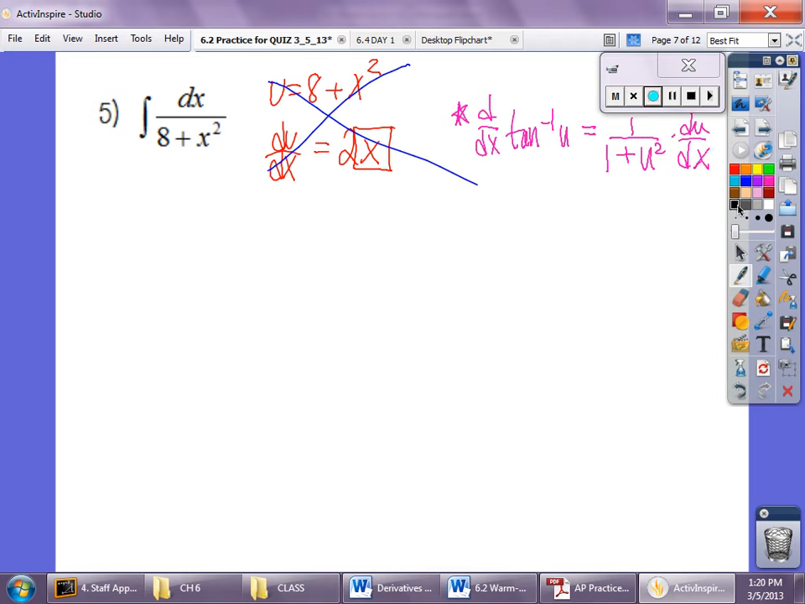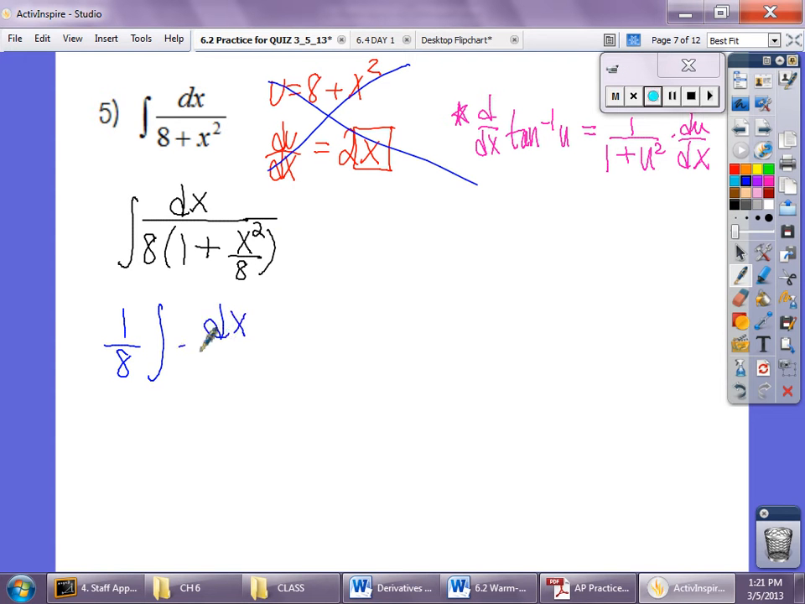So I'm going to use that by simplifying. If that 8 was a 1, this would be perfect. So I'm going to factor out an 8 and make it a 1. When I factor out, it means I have to divide by the value I was factoring out. So I'm going to pull my 1/8 out in front of the integral symbol. I'm going to rewrite my x squared over 8 as something squared, and that something would be x over square root of 8. Square root of 8 squared makes 8.